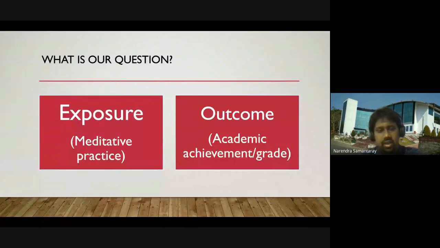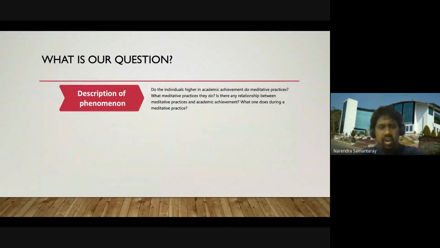Say, for example, about these two variables, I just want to describe the phenomenon. Do individuals with higher academic achievement do any kind of meditative practices? If they do, what kind of meditative practices do they do? Is there any relationship between meditative practices and academic achievement? And what does one do during meditation, after all? This is nothing but describing the phenomenon. Here I'm not comparing it with any other effect, but simply describing the phenomenon.